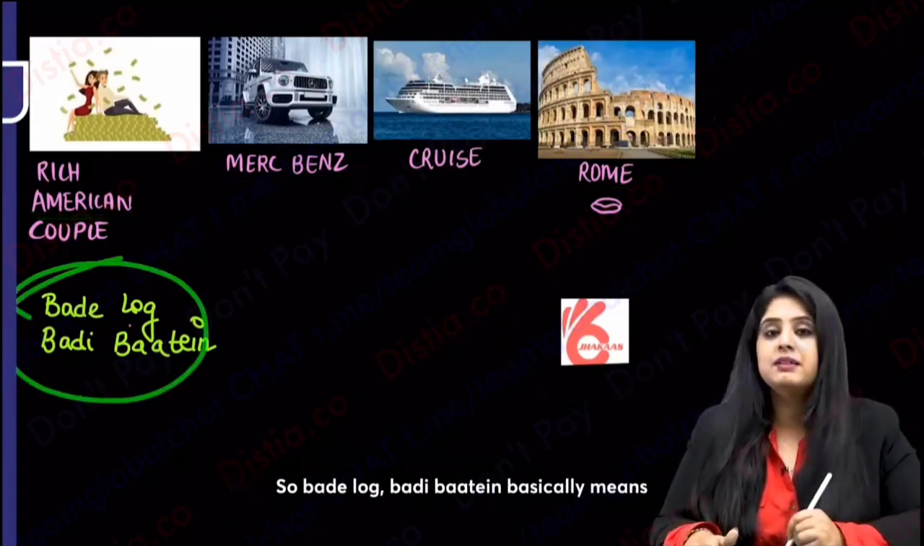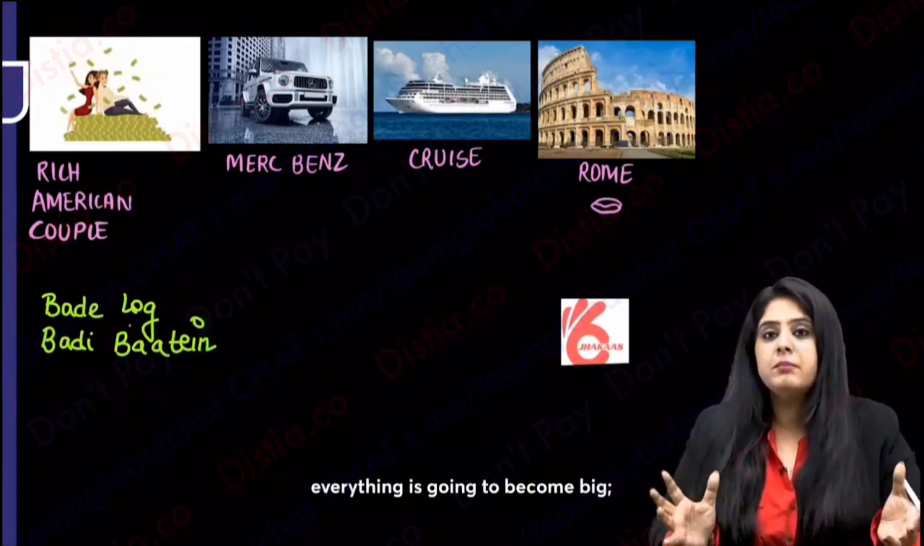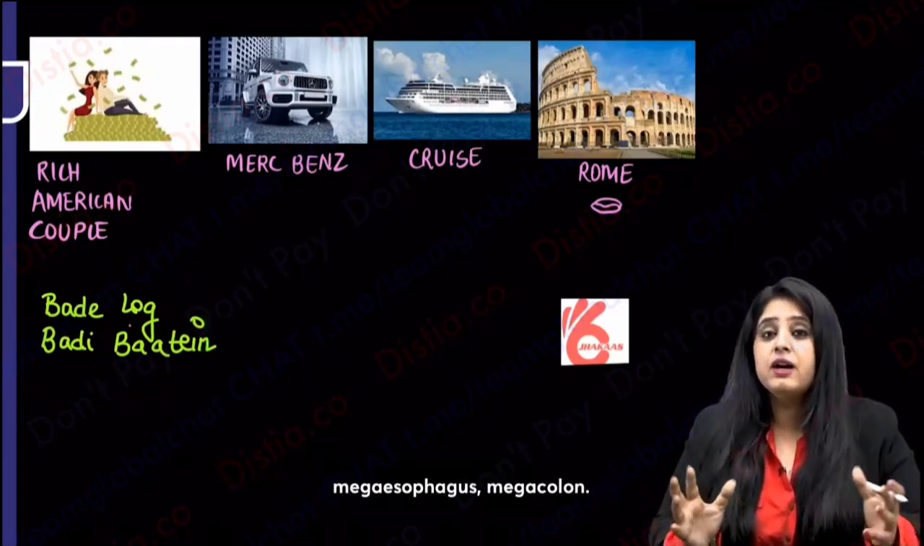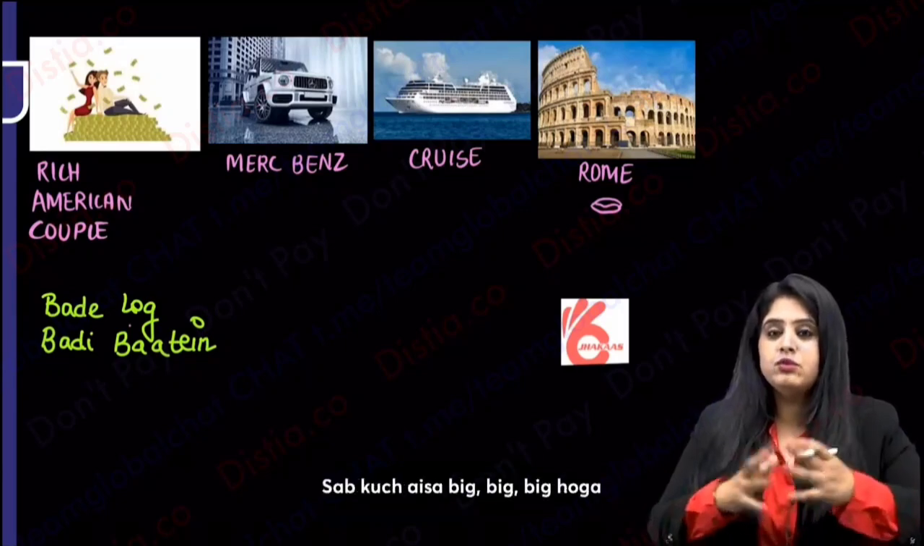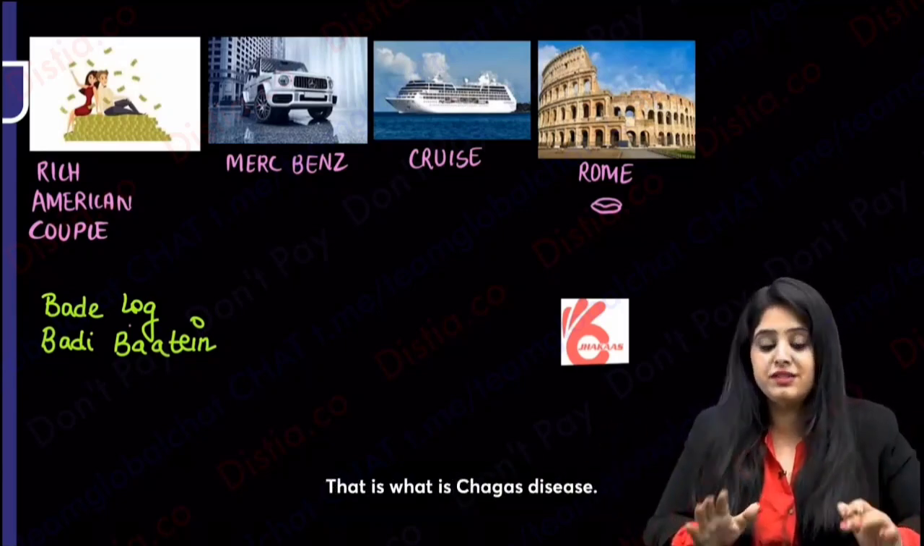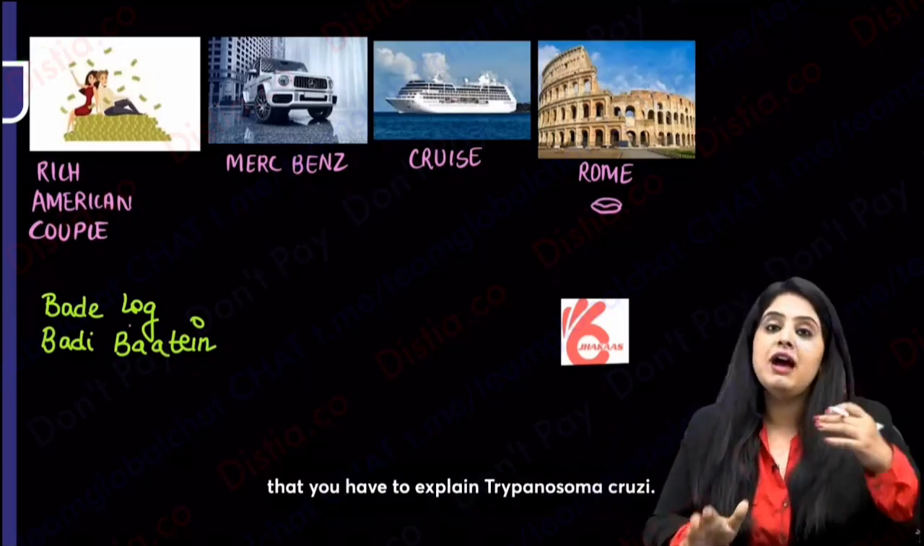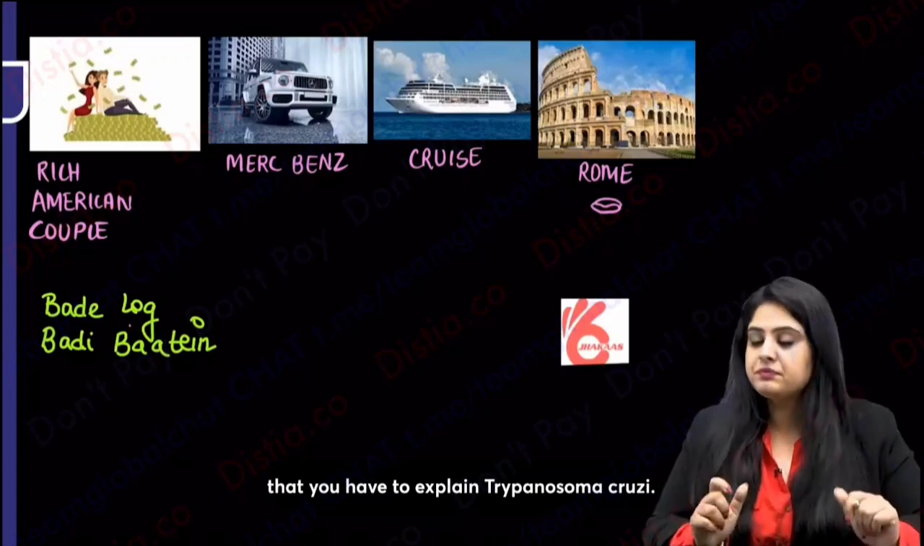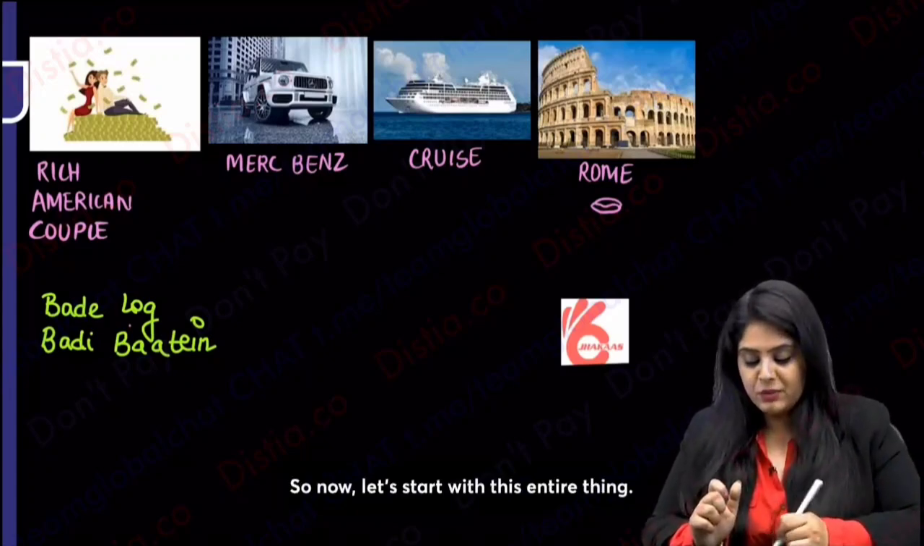So bade log, badi batein basically means everything is going to become big. Mega esophagus, mega colon, the heart will be dilated. Sab kuch aisa big hoga. That is what Chagas disease is. That is the best story that you have to explain. Trypanosoma cruzi. So now let's start with this entire thing.